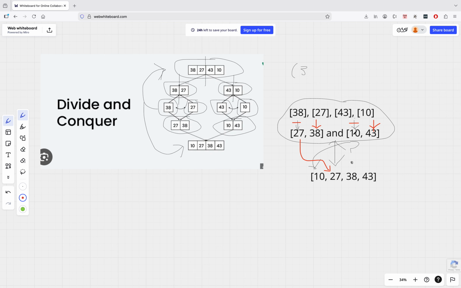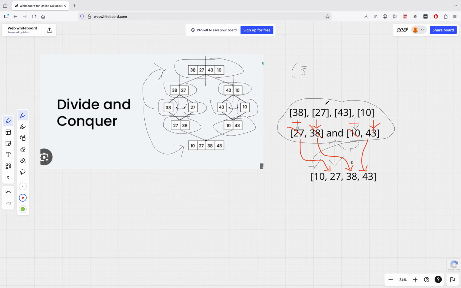38 is less than 43. So we take 38, put it here. This side is done. And now 43 is left. So now we have 10, 27, 38, and 43.